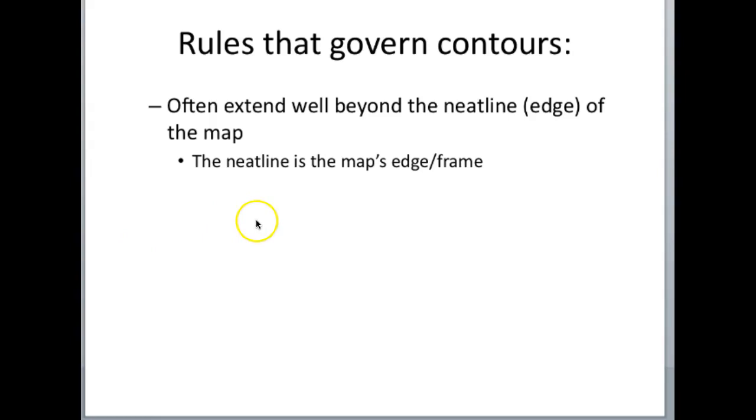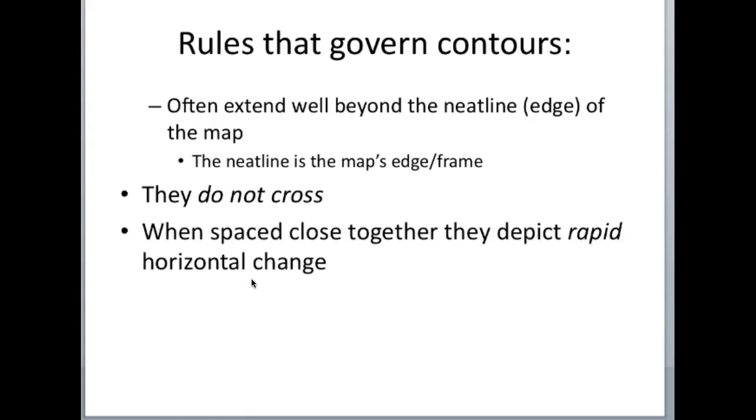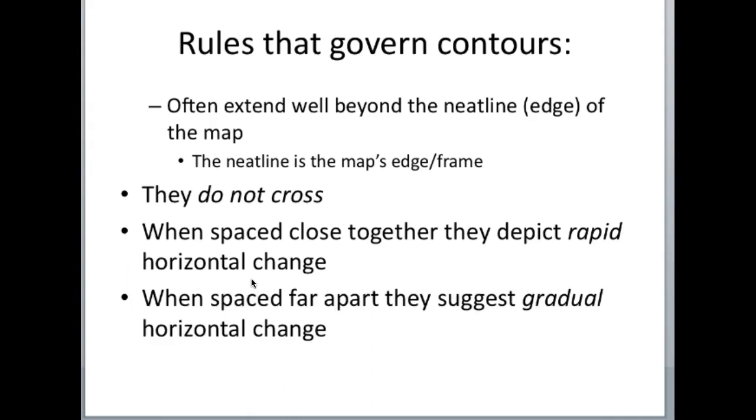Rules that govern contours are that they often extend well beyond the neat line. You can just think of that as the edge of the map. As I say here, the neat line is the map's edge or the frame, similar to how we talk about the frame in a photo, not the actual frame when a photo is hanging on the wall, but just the edge of the photo. Contours do not cross, and when spaced close together, they depict rapid horizontal change. And when spaced far apart, conversely, they suggest gradual horizontal change.